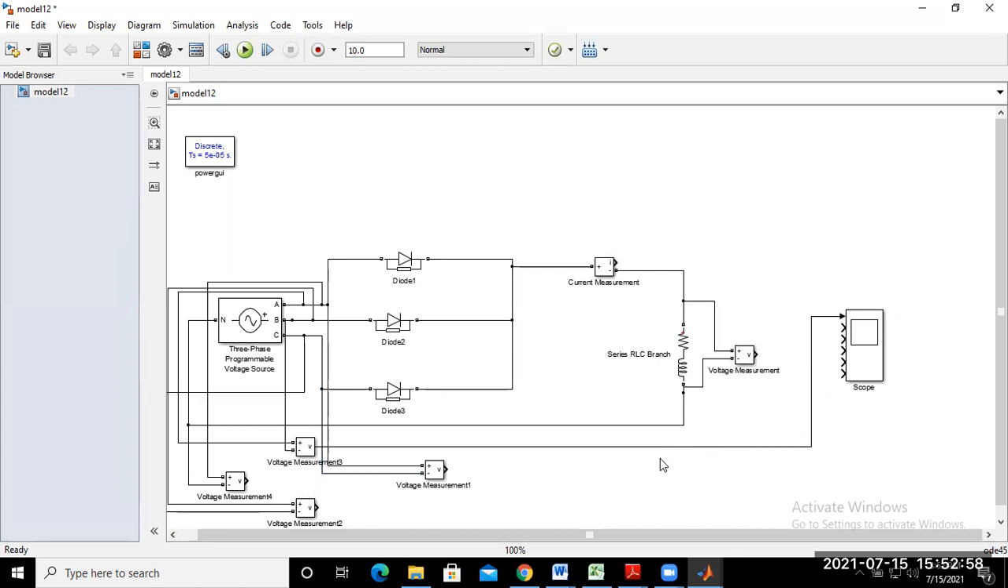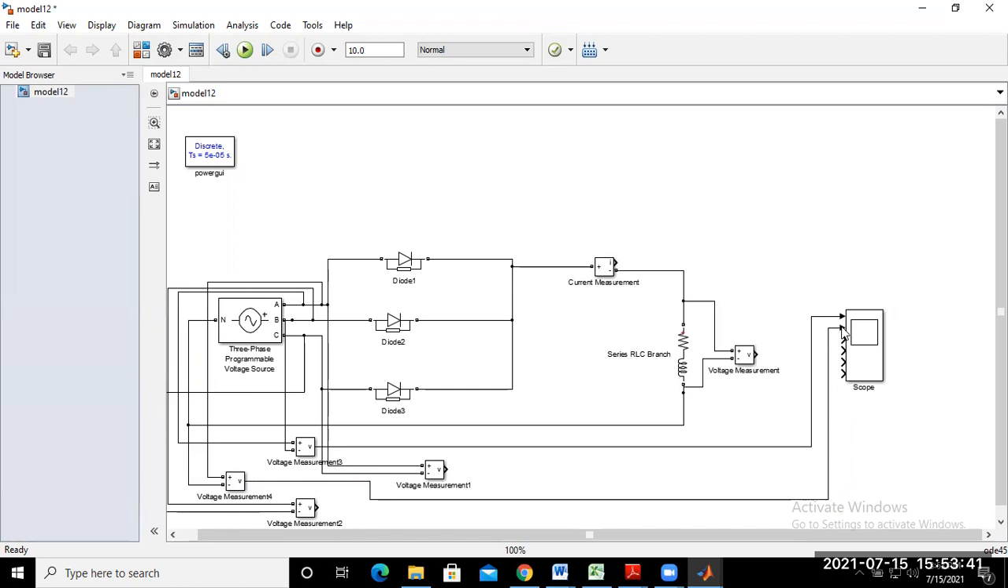And here is VBC. This is your VBC, I think. This one is your VAB, line A and B. And where is BC? So this one is B and C. So the output of this voltmeter is connected to the scope second axis.